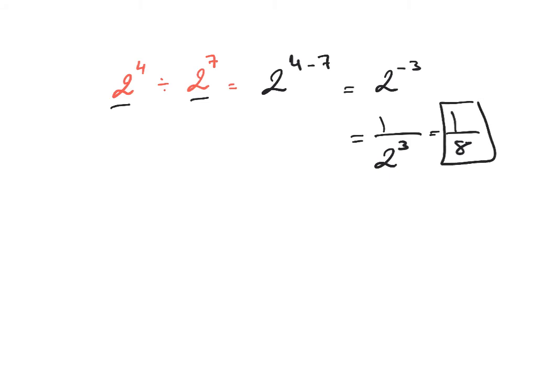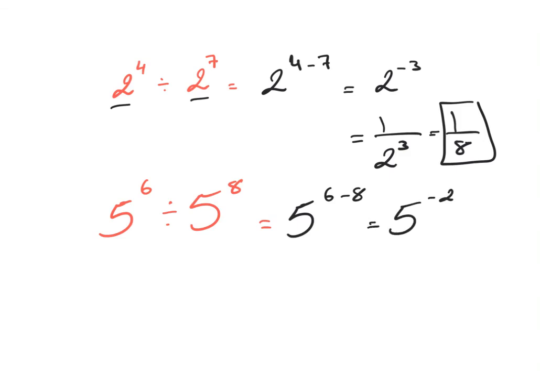Let me take another example here. What if we have 5 to the 6th power over 5 to the 8th power? Again, we keep the same base. We have 5 to the 6 minus 8, and that will be 5 to the negative 2. When I change this from a negative to a positive exponent, it's going to be 1 over 5 squared, and 5 squared is 25.